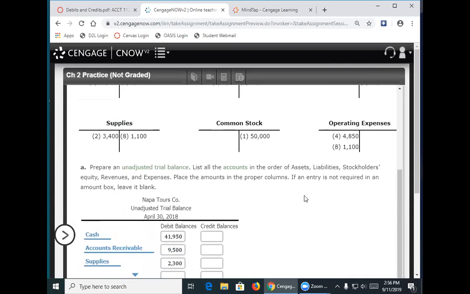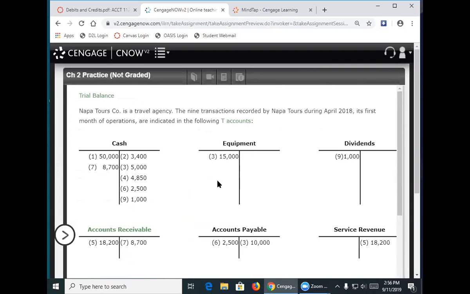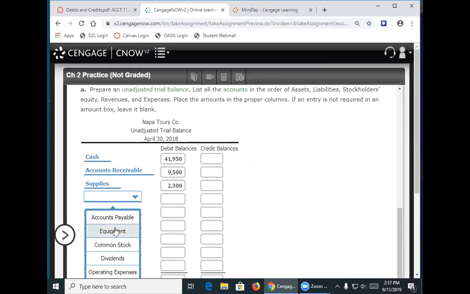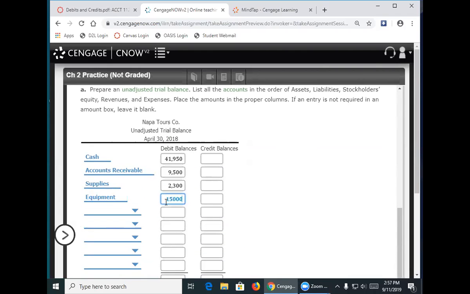Okay. The next one, we go up to the middle here. Equipment. What type of account is equipment? Asset. Okay. Well, it only has one entry. That's real difficult then, right? So equipment has an existing debit balance of 15,000.